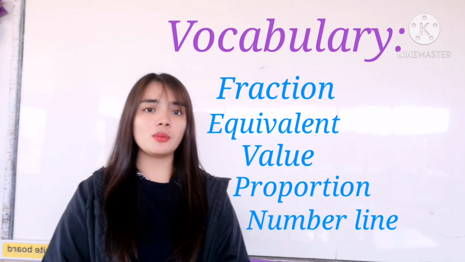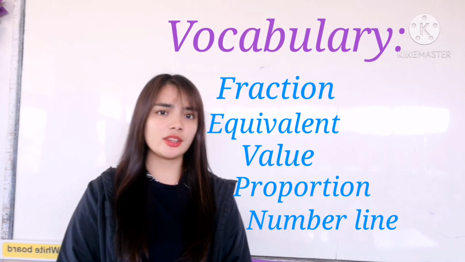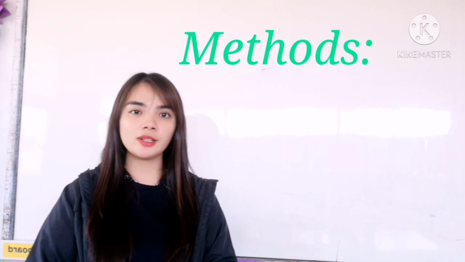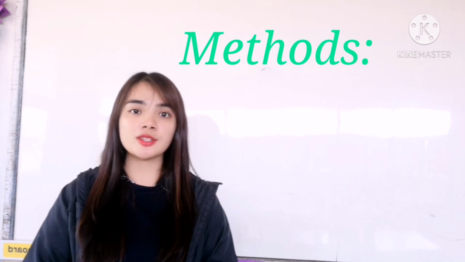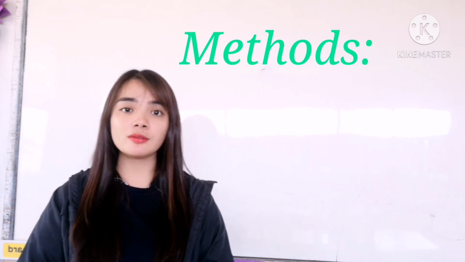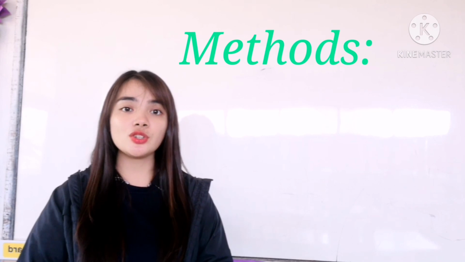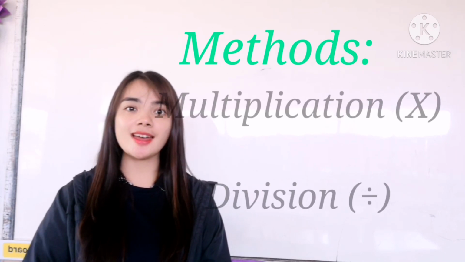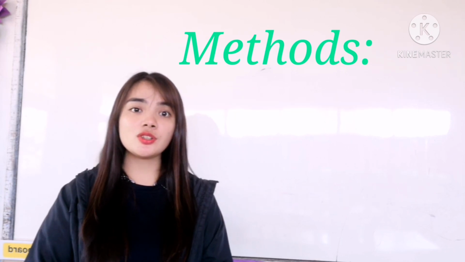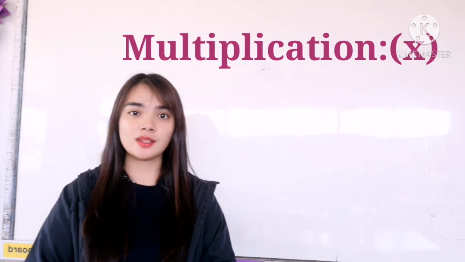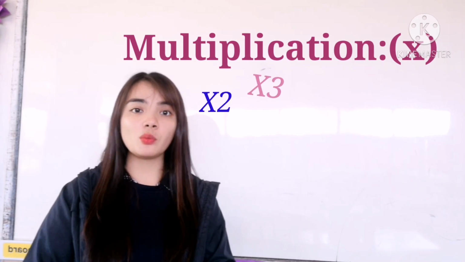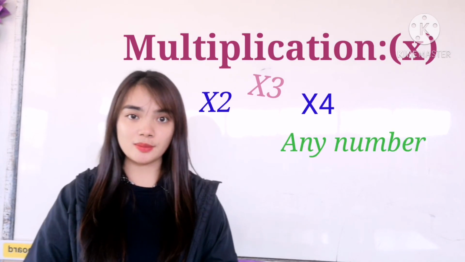So, how are we going to get equivalent fractions? There are lots of methods in getting the equivalent fractions of the numbers given. But for today, let's try to find the equivalent fractions of these numbers using only multiplication and division. When finding equivalent fractions using multiplication, we can multiply by 2, by 3, by 4, or any number that we want.